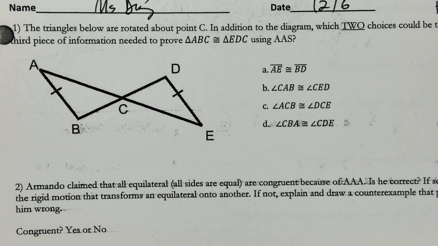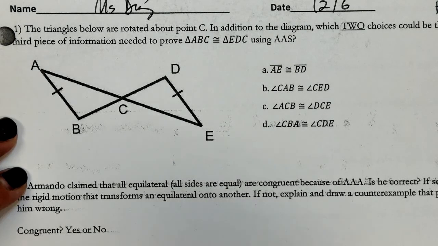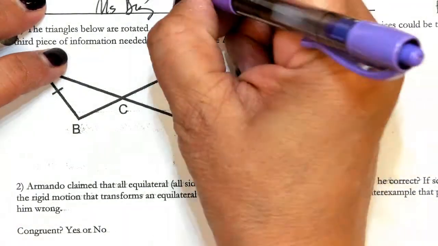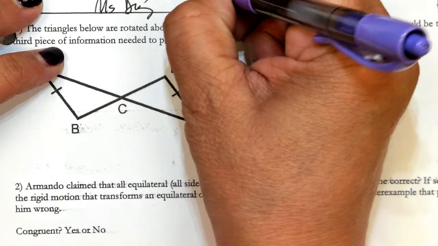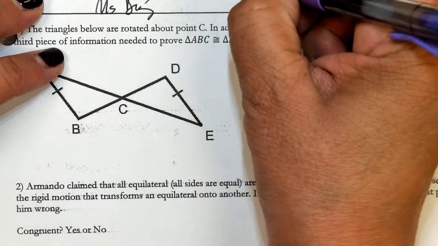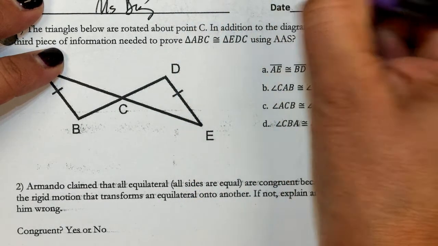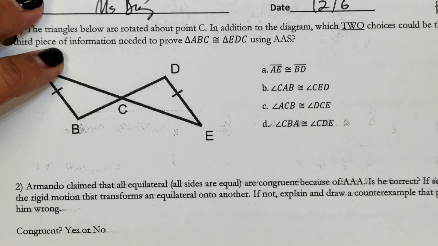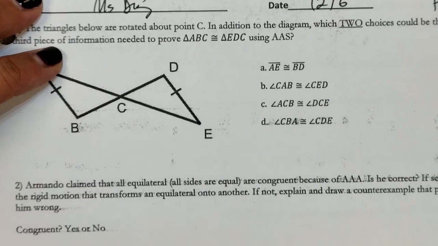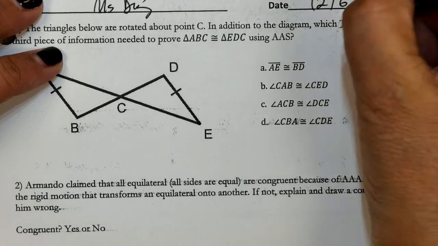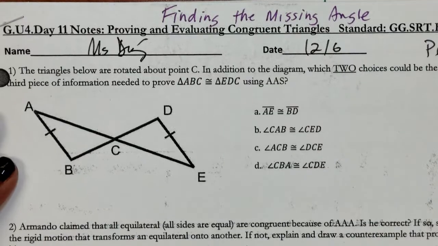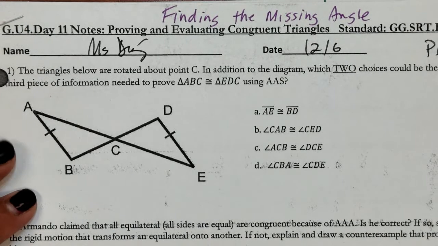This is lesson 11, proving and evaluating congruent triangles. Actually, if you don't mind renaming, this is really finding the missing angle. For 5 days we've been finding sides of triangles. Now today and Monday it's all about angles, finding the missing angle. Can you write that on the top of your paper, please? Finding the missing angle.